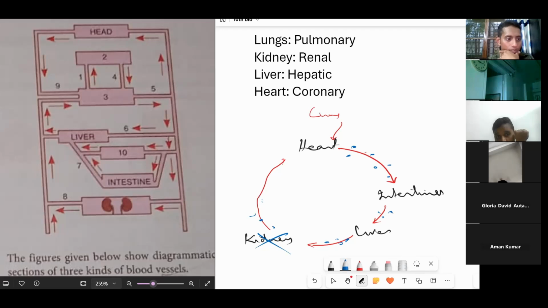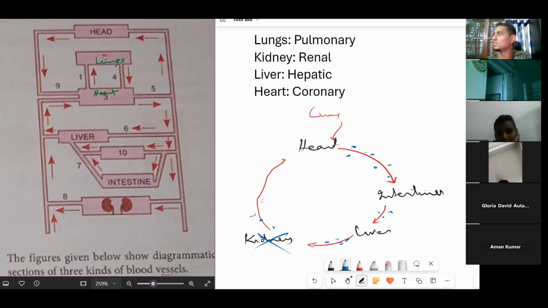Okay. Coming to our diagram over here. Let's start with number one. What is number one? Heart. No, three is the heart. Two is the lungs. Three is the heart, two is the lungs. What is one? One is this vein. What is it, vein or artery? See the arrow. It's leaving the heart. Renal vein. Renal.